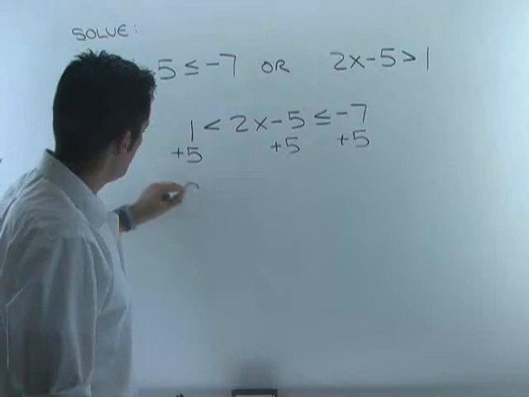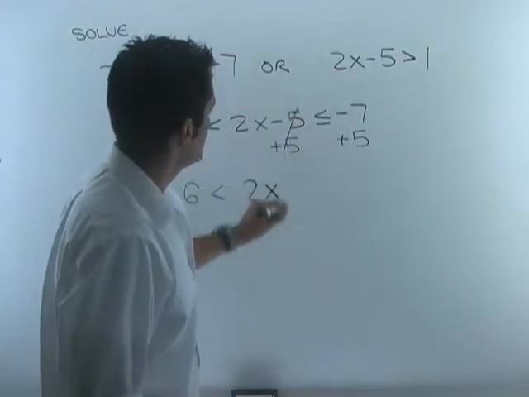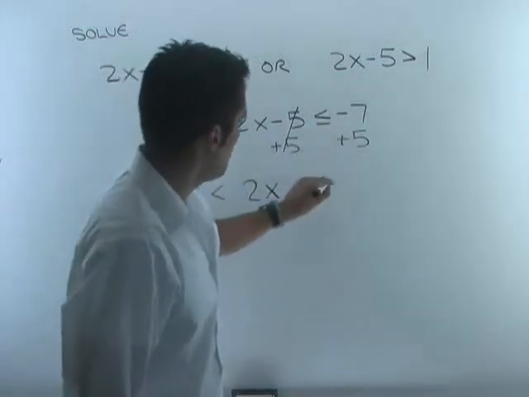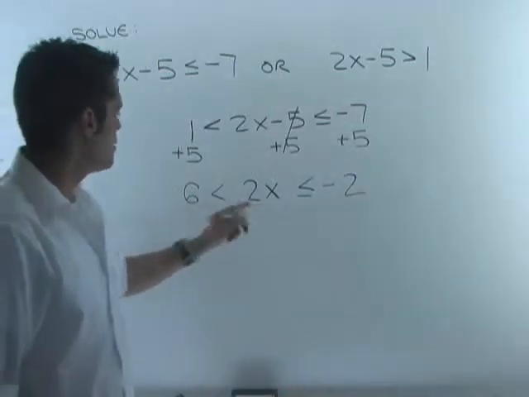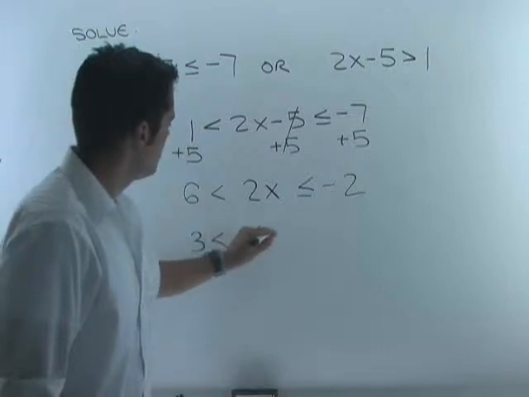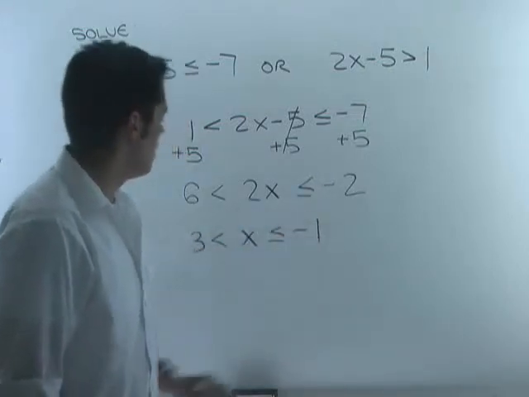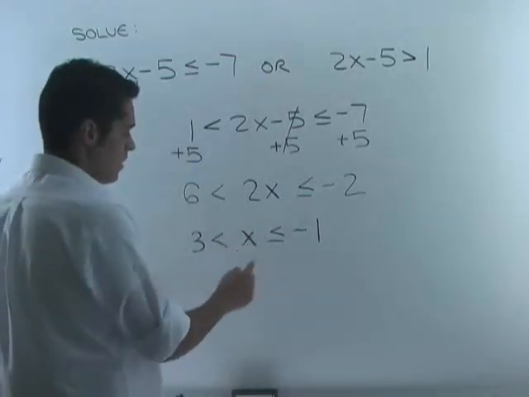And over here we'll get 6 less than 2x, the 5's canceled. Here we have less than or equal to, negative 7 plus 5 is negative 2. I'll divide everything by 2 so I can get x by itself. So that's going to be 3 less than x, less than or equal to negative 2 divided by 2, which is negative 1.